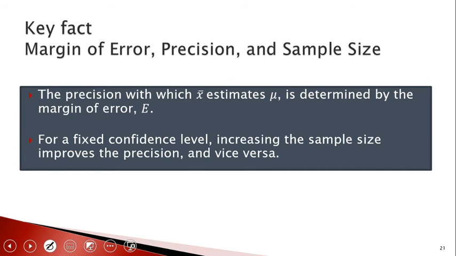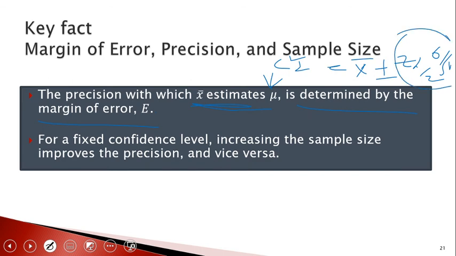X bar is the estimate of mu. The margin of error determines the precision. Why? Because we found the confidence interval for this, x bar plus or minus, do you remember that equation, C alpha over 2 times sigma over square root of n. This part we call capital E, right? Margin of error. So we determine that by using margin of error.